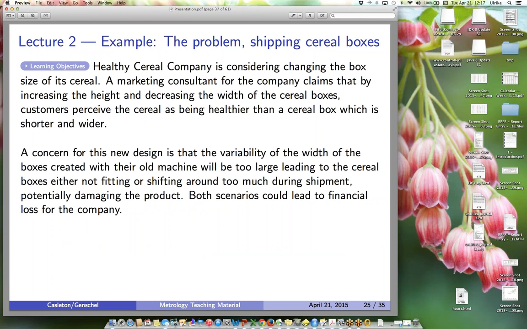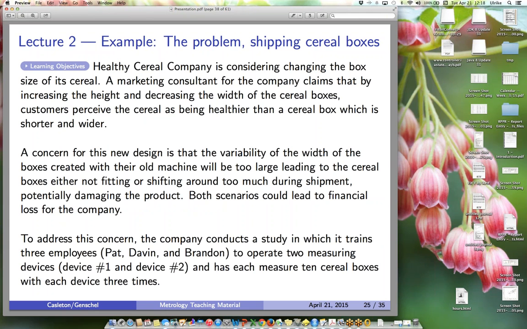So the concluding example of the lecture notes is set up in such a way that at the end we will be able to go back and discuss the learning objectives with the students. In this example, this is a cereal company. They are producing cereal boxes, and of interest here is measuring the width of the boxes. The way the experiment is set up, we have the part to be measured, and we have 10 parts altogether, so we have 10 cereal boxes.